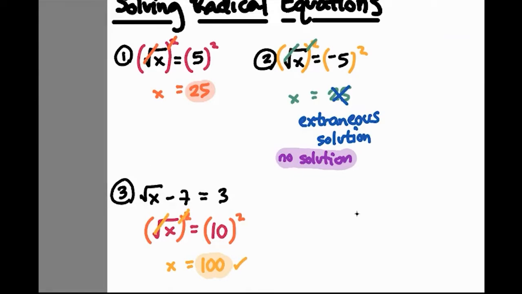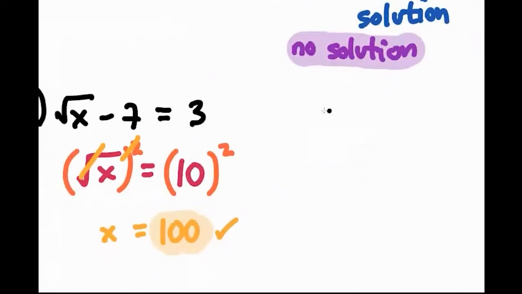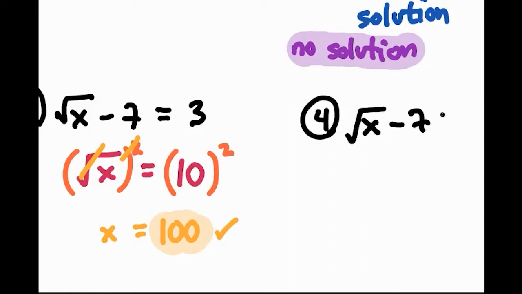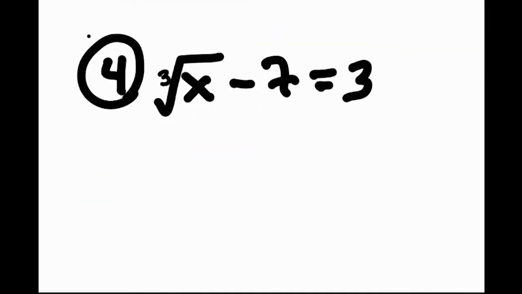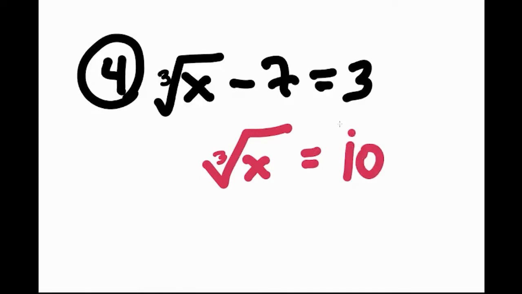All right, now I'm going to try to trick you here. See if it works. Number 4 is going to be the exact same problem, only this time, instead of the square root, I'm doing the cube root. Ooh. What do I do now? What's the first step to solve it? Add 7 to both sides. So then you get the cube root of x is equal to 10.